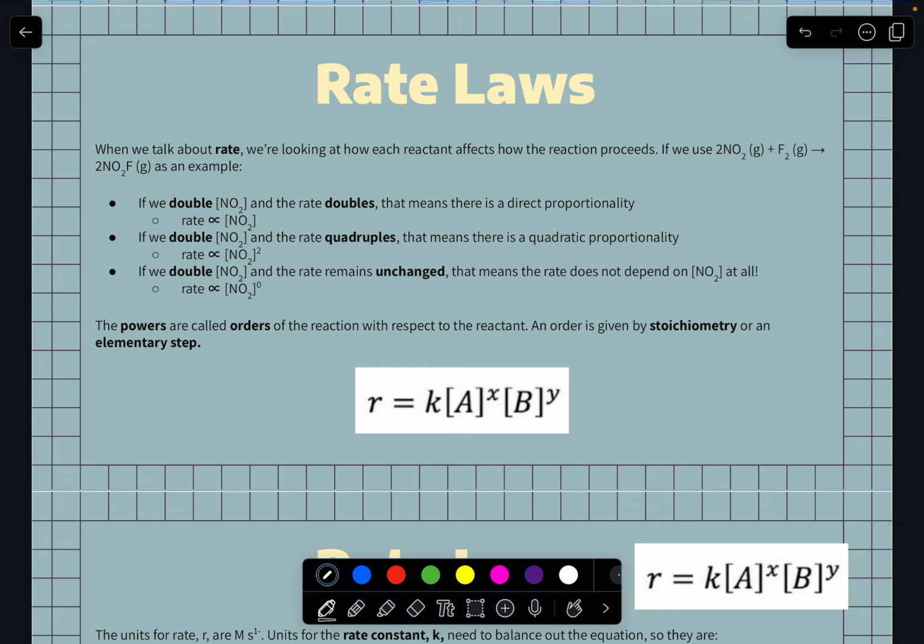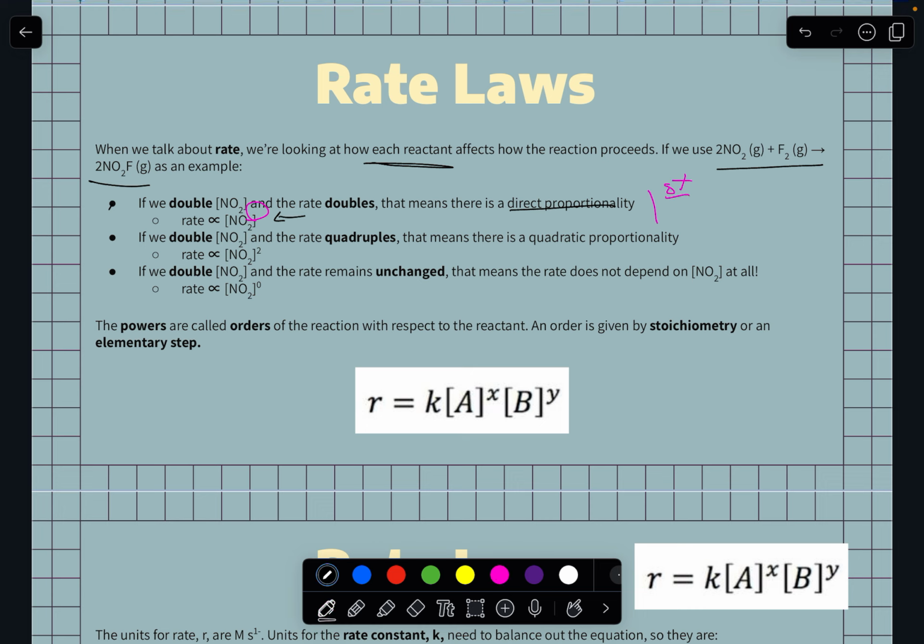All right, so moving on to rate laws. When we talk about rates, we're seeing how each reactant affects the reaction process. Okay, so if we're using this equation as an example, if we have 2NO2 gas plus F2 gas goes to 2NO2F gas, right? If we double NO2, so for the first bullet point here, if we double NO2, and the rate also doubles, we have the direct proportionality, right? What happens to one also happens to the other. So in that case, our rate is proportional to NO2, and you'll see here the power, the exponent, is a 1. So that's what we call first order.